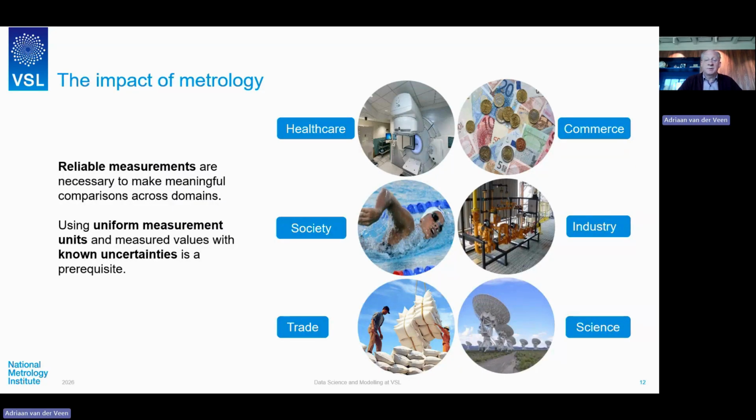And metrology and measurement standards have an important impact on society. We support healthcare, trade, commerce, industry, and science. And the bottom line is that you need reliable measurements for making useful comparisons and taking reliable decisions. And for that, you need uniform measurement units and measurement values with known uncertainties.